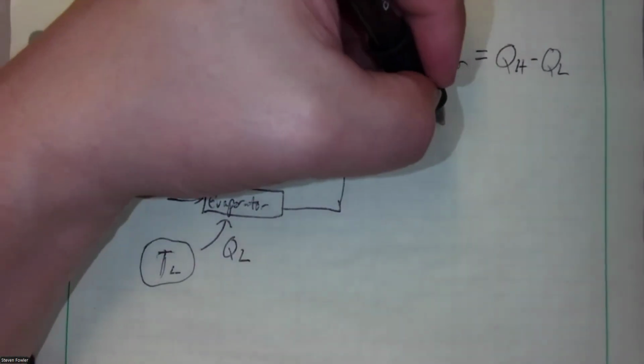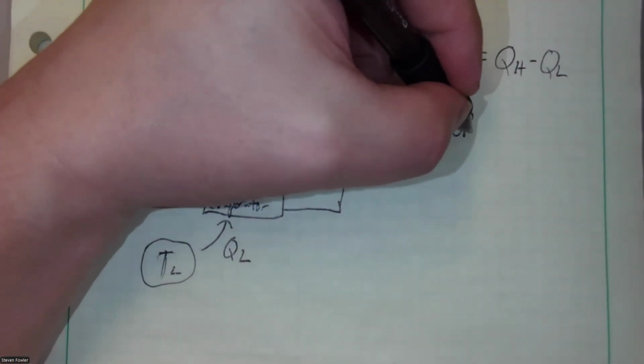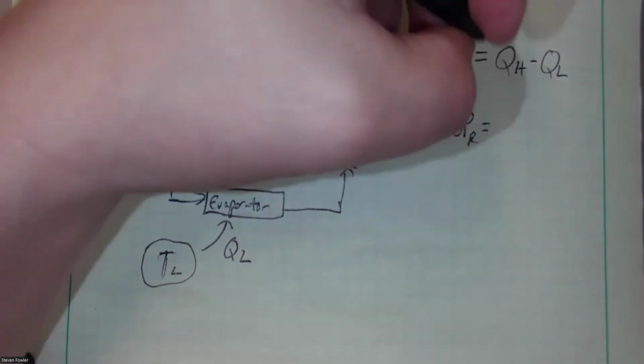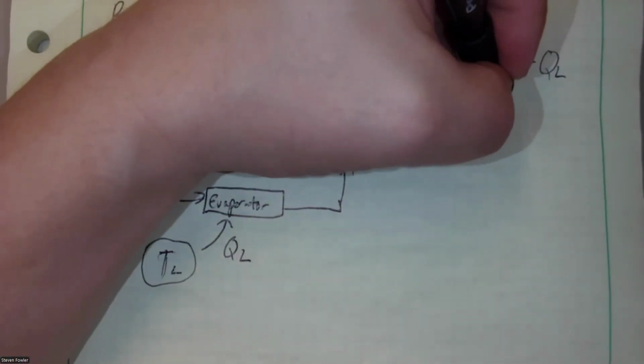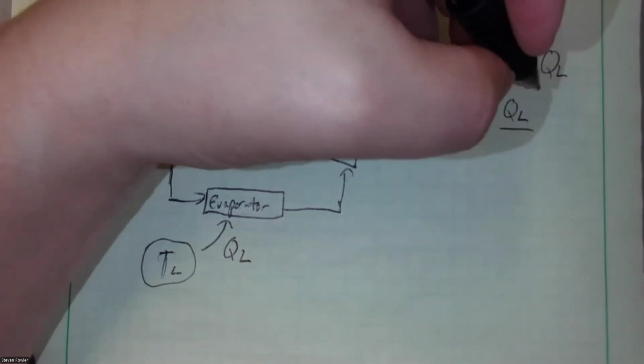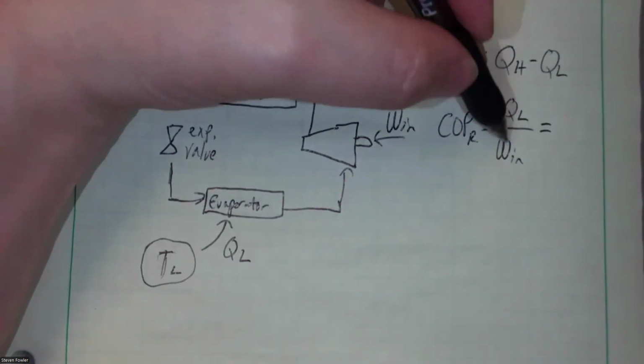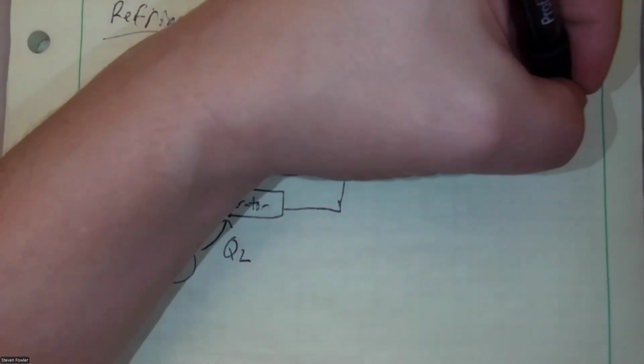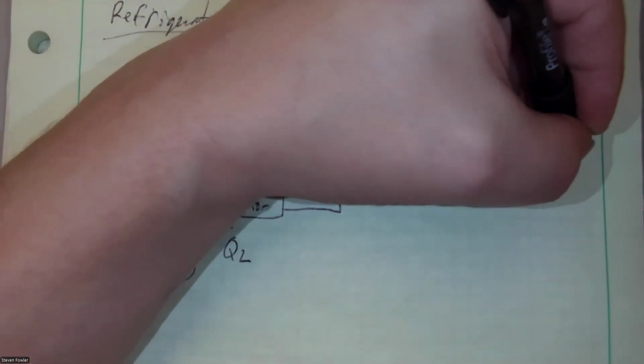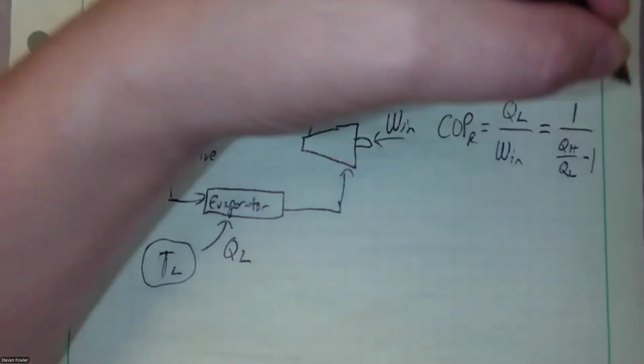And then from there, if we're looking at the refrigerator, the COP, the coefficient of performance for that refrigerator, it's always going to be what you want. In the case of a refrigerator, that's QL, divided by what you have to do to get it, that's going to be work in. If I plug this in for work in, then this becomes 1 over QH over QL minus 1.